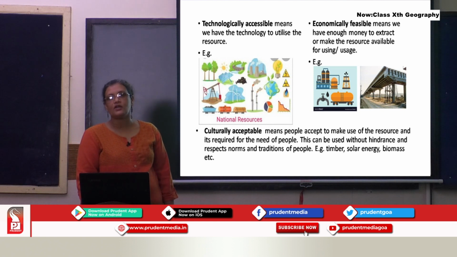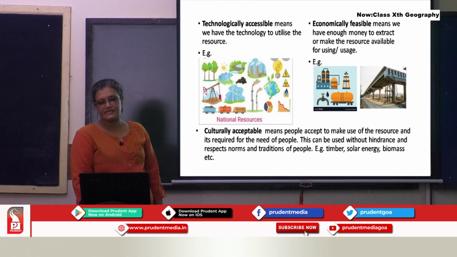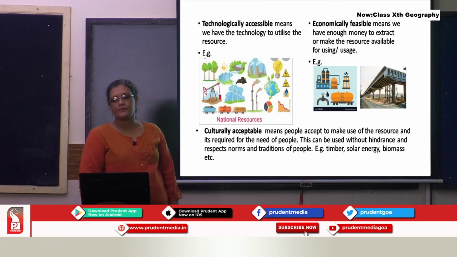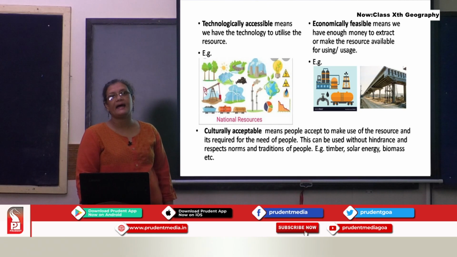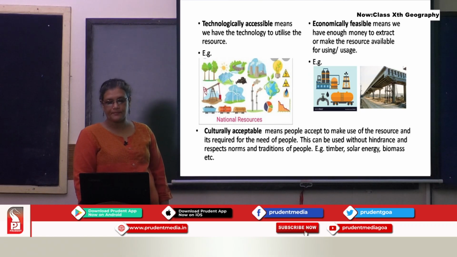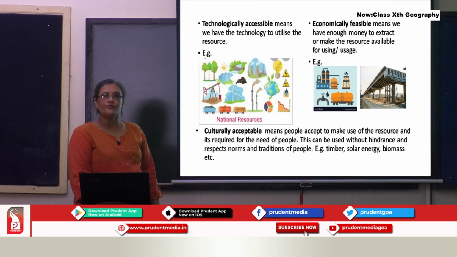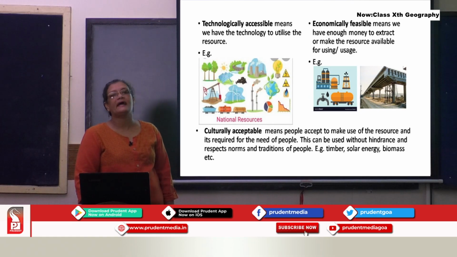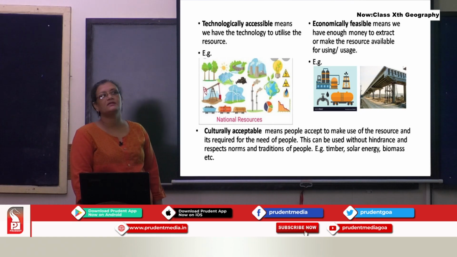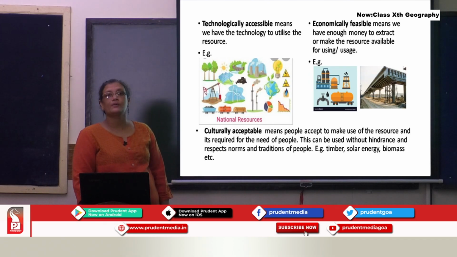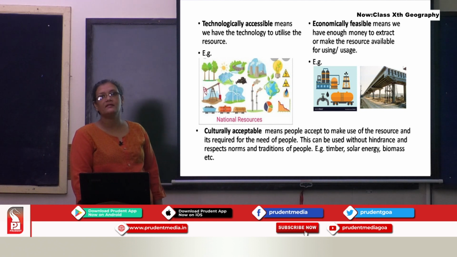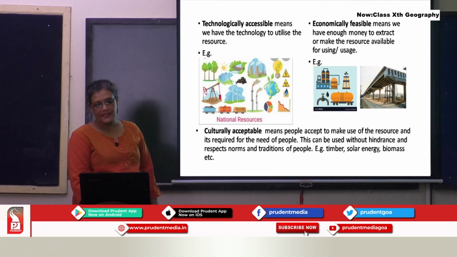We need economic feasibility. What does that mean? A resource to be economically feasible means that we must have enough money to extract it or to make use of it as a resource. For example, here we have mineral oil. From the beginning, we require an infrastructure, institution, and besides the raw material, we require the technology, we require the money to pump in order to be able to extract it and use it as a resource.